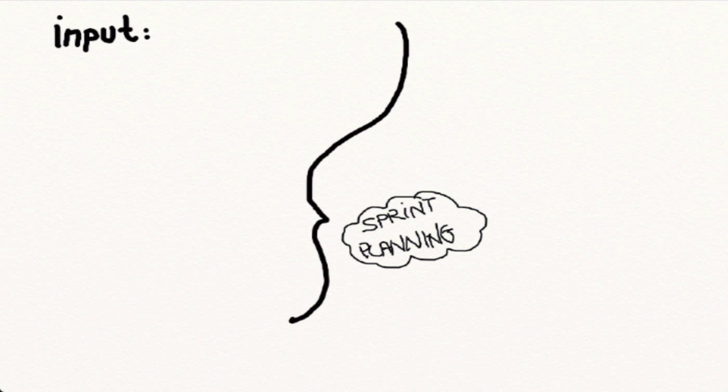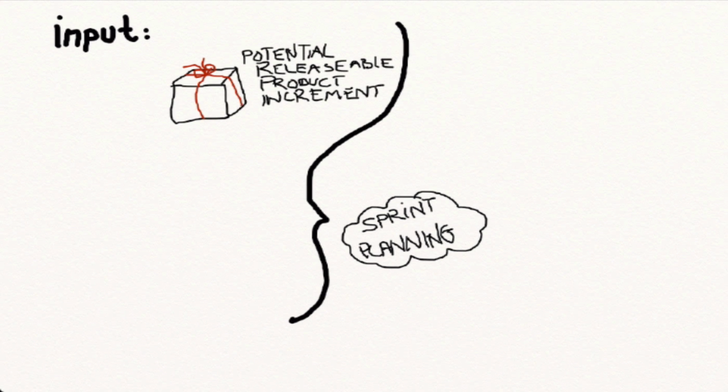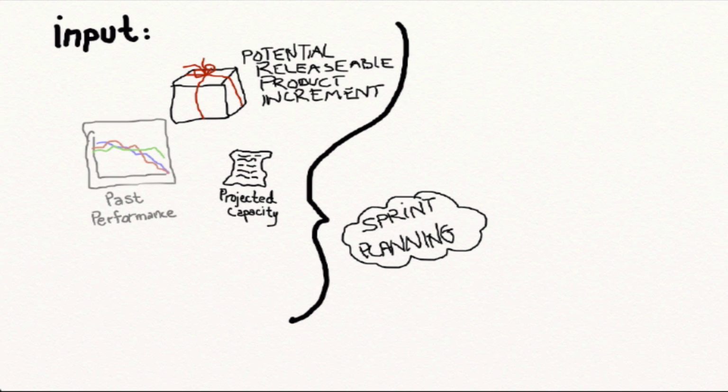Input for the sprint planning are several artifacts. It's the latest product increment. The development team needs this to extend with more functionality. It's how many development days we have available during a sprint, or in other words, the projected capacity of the development team. Knowledge about past performance is also necessary to be able to estimate what is possible to achieve during the upcoming sprint with the projected capacity we have.